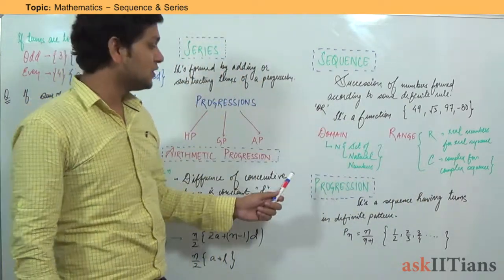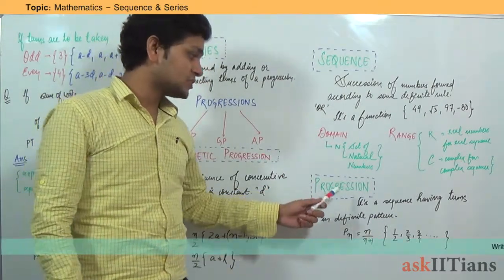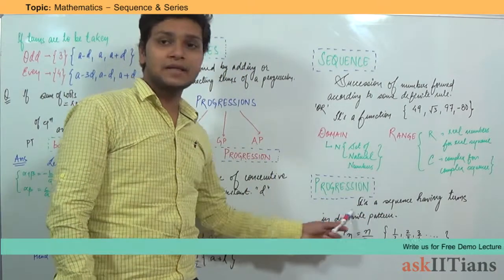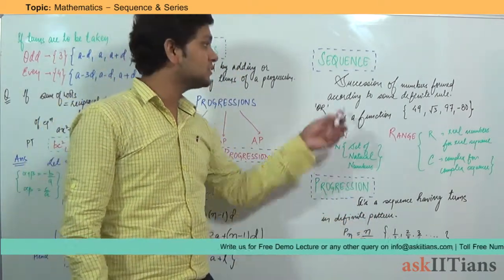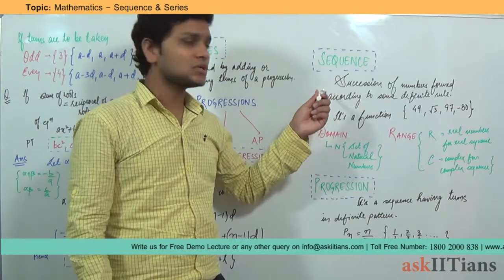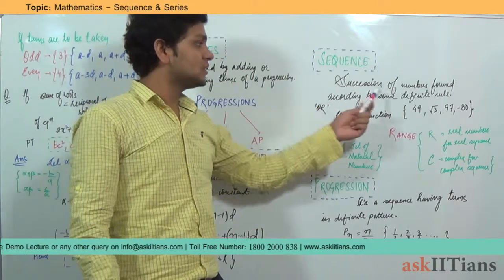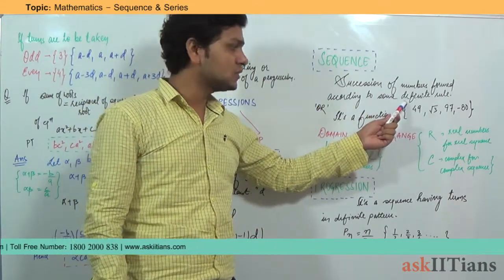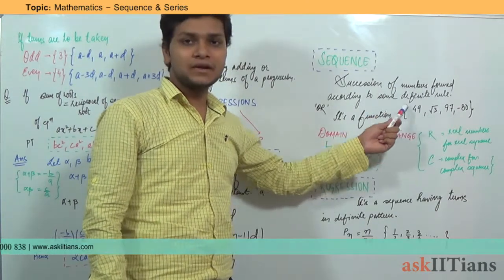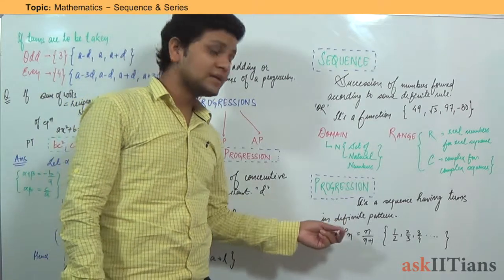Now the other term which we will see frequently in this chapter is progression. Progression is a sequence having terms in a definite pattern. So we see that there is a pattern in progression and there is a rule in sequence. What is the basic difference between progression and sequence? In a sequence, there is some definite rule, which is mathematically possible or can be defined in terms of explicit values. But in a progression, the pattern is definite.